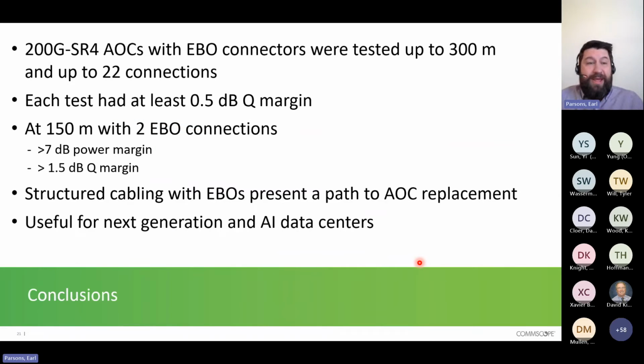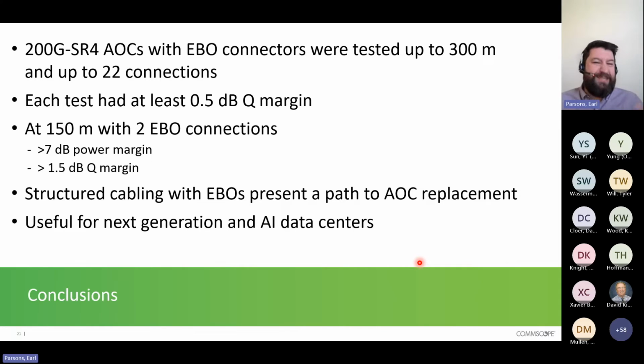All right, so in conclusion, we took these 200G SR4 AOCs and we cut them and added expanded beam connectors, and we tested them up to 300 meters. We also had tests where we had up to 22 connections in the path. Each of the tests that we ran had at least half a dB of Q margin, even at extreme lengths of 300 meters.